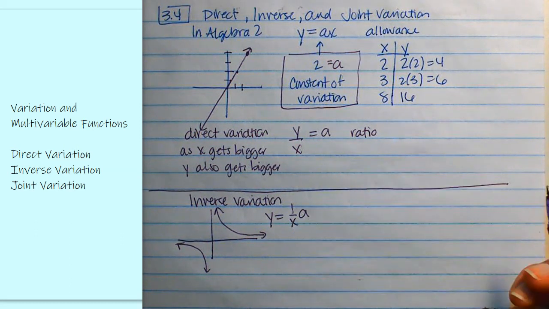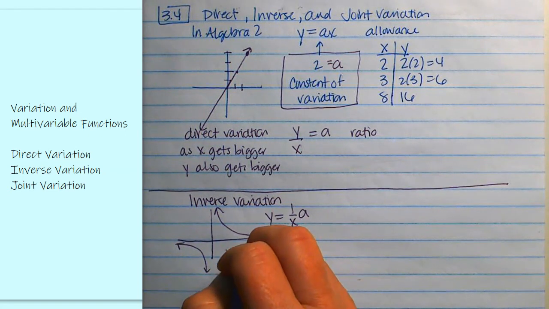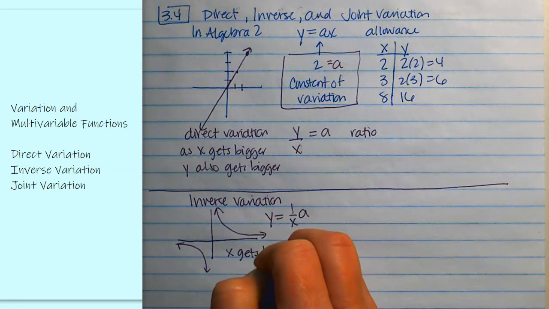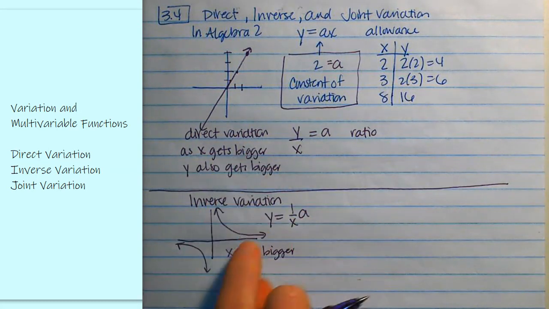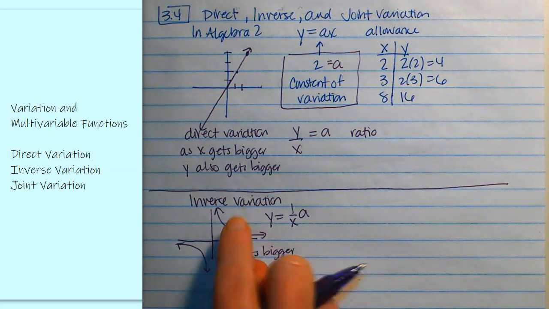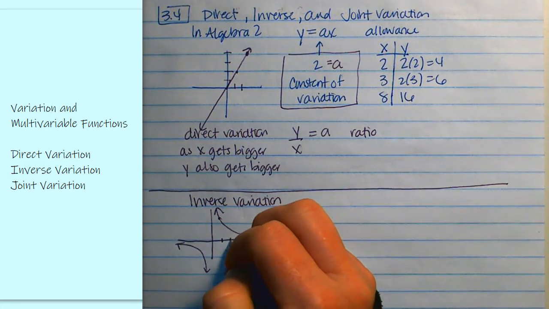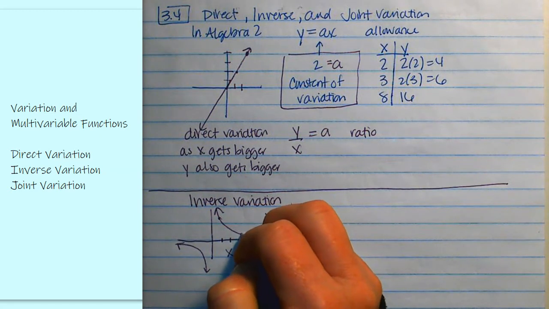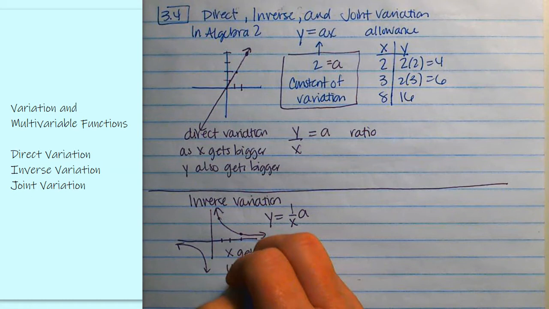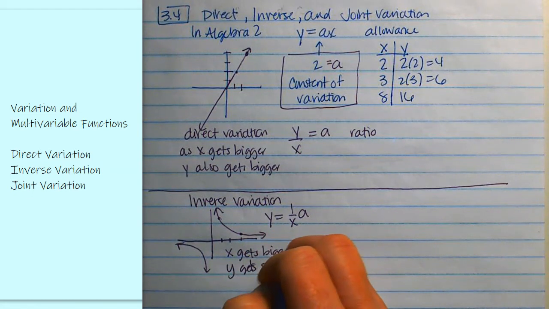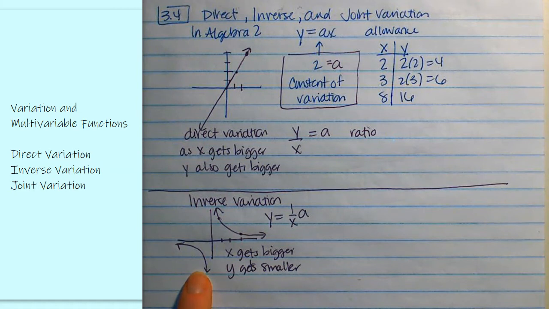And what does that mean? It means that as x gets bigger, so I'm going to use the same example that I used up here, notice that x is right here in the beginning and y is up here. As x gets bigger, y gets smaller. And the same thing happens over here. As x grows more negative, y grows larger in the negative direction. So this is inverse variation.